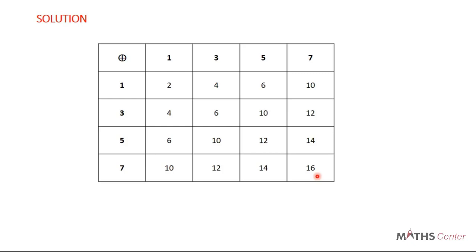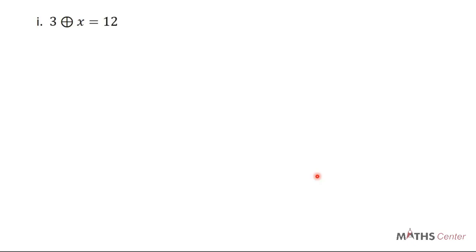The second question says that we should use our table to find x in 3 plus x is equal to 12. Now, whenever you are told to use your table to find this, what you have to do is try x for all the values that were given to you. So you have to try when x is equal to 1, when x is equal to 3, when x is equal to 5, and when x is equal to 7. You try x for all the values in the set that was given to you.